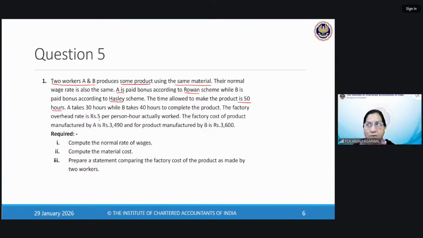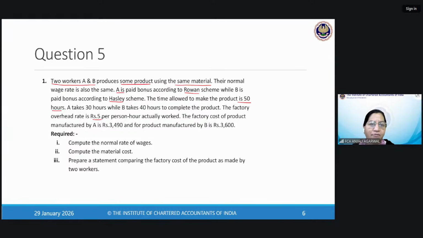There is also an overhead which is applicable. The factory overhead rate is 5 rupees per person hour actually worked. What is overhead? That means the cost which is always incurred over and above the basic raw material and the labor. For example, the laborers will be working in some place, there the electricity would be used, the machines would be running. All this would be the overhead. These are the costs which are over and above the material and labor.